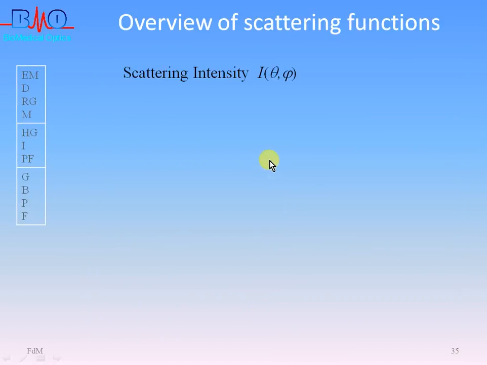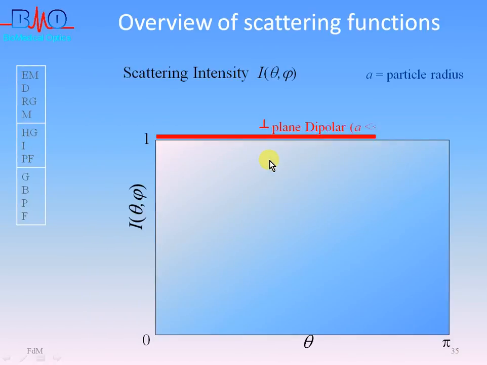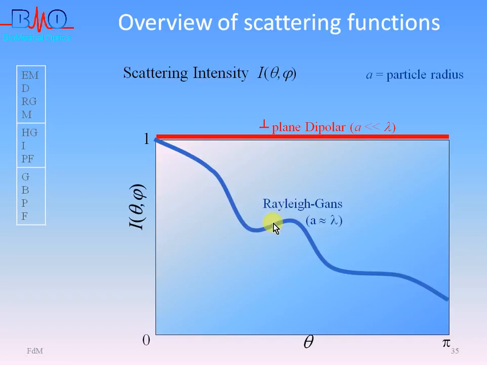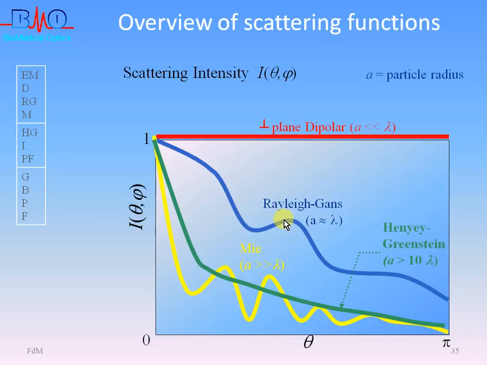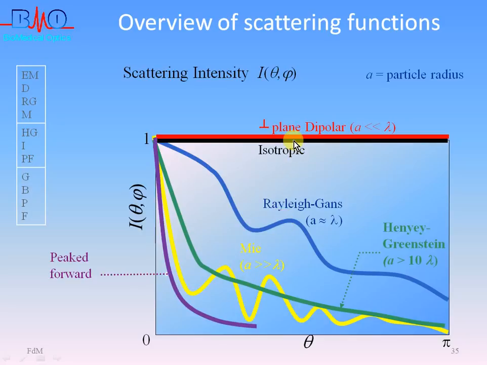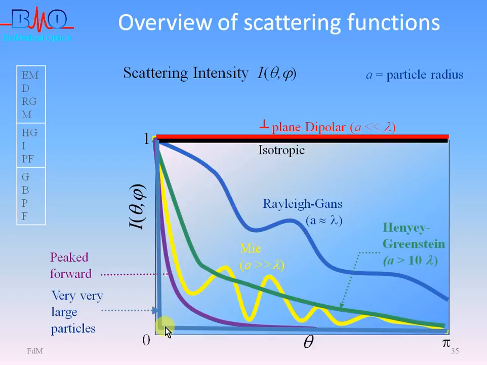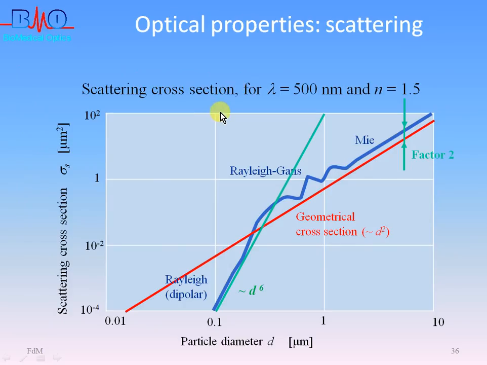Overview of the scattering functions again: scattering intensity, the dipolar, Rayleigh-Gans, Mie, Henyey-Greenstein, the isotropic case. Here we have peak forward, depending on the width you choose, and now we go to very, very large particles, as you can see here. Again, the plot of the scattering cross sections. Now we go to this part here, very large particle.